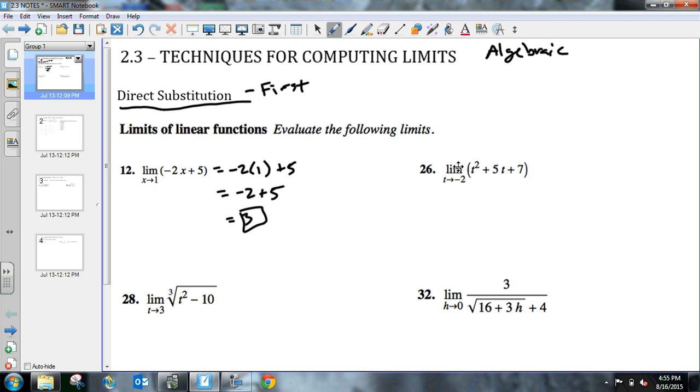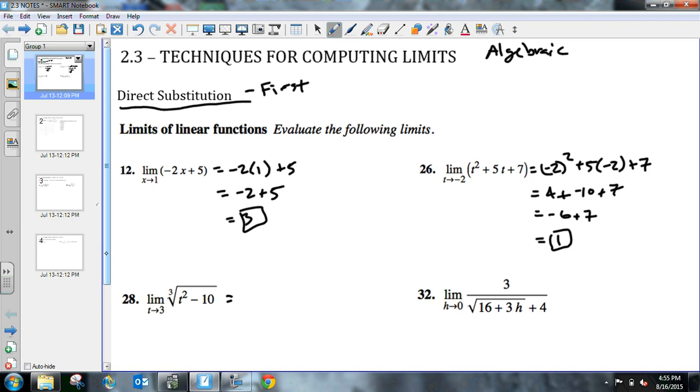The limit as t approaches -2. So let's just plug in -2, see what we get. Okay, so -2 quantity squared plus 5 times -2 plus 7 is going to give me 4 plus -10 plus 7. So this gives me 4 plus -10 is -6, so -6 plus 7. And then this is just going to give me 1. Okay, so we get values. That's what we're going to do.